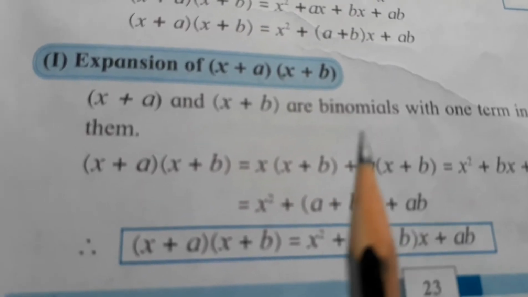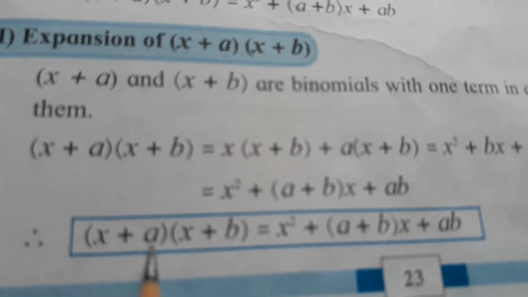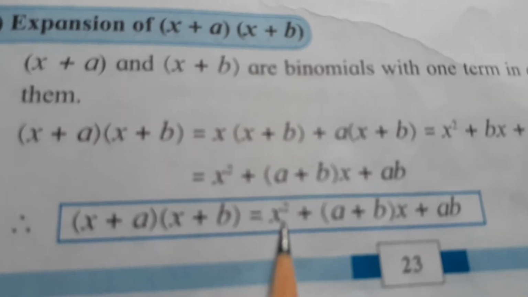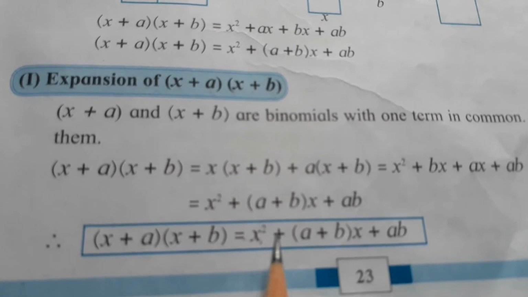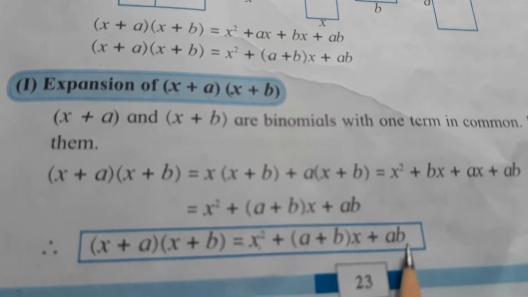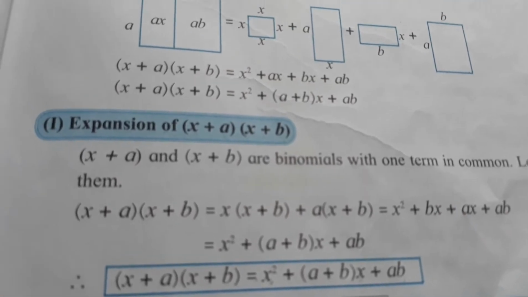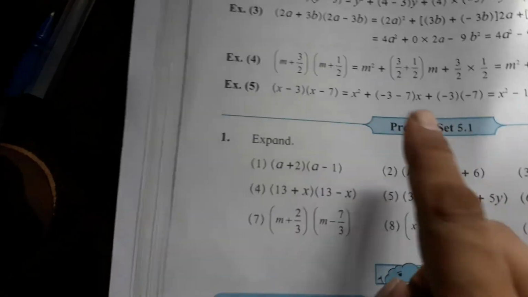Here in the book, the formula is given: (x + a)(x + b) = x² + (a + b)x + ab. On the basis of this, we are going to solve practice set number 5.1.